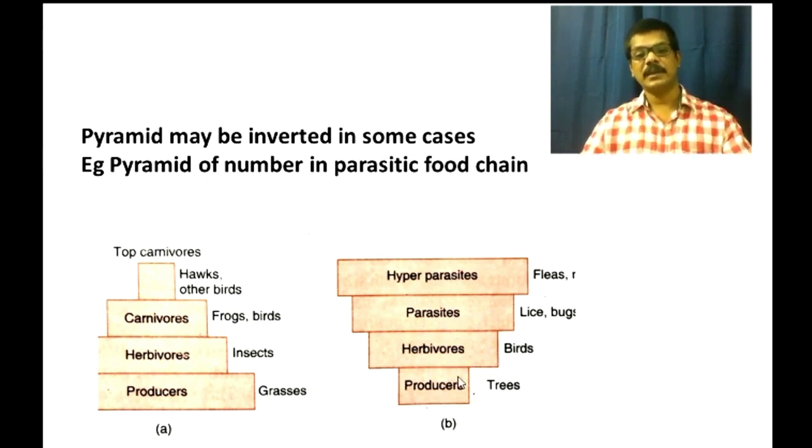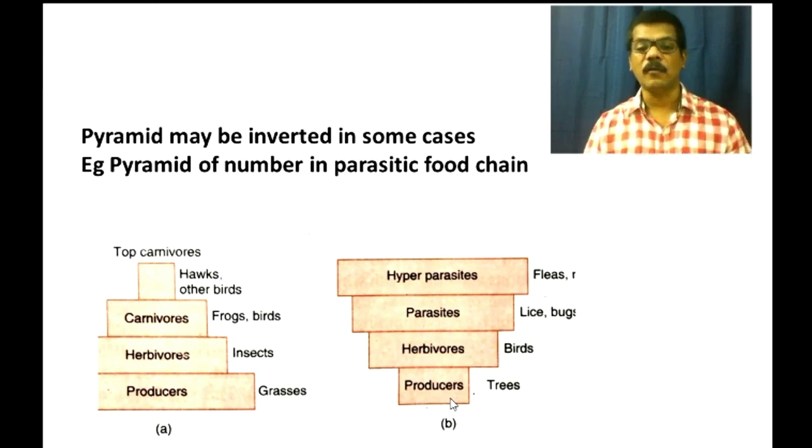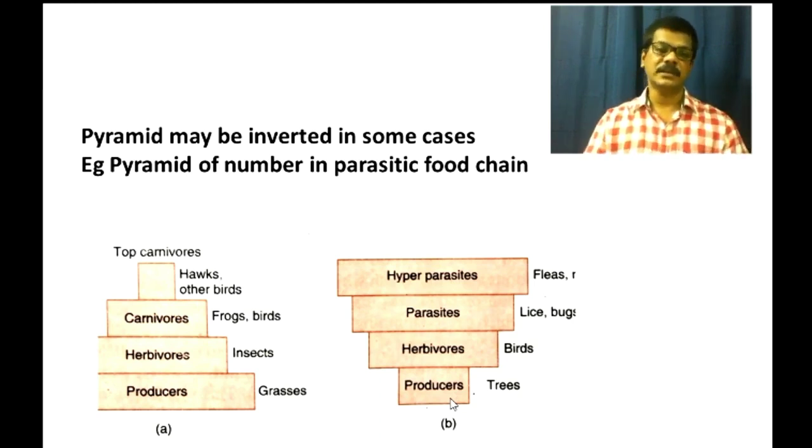When we calculate the number of organisms of these different trophic levels, we find that the number of organisms in the higher trophic level is very high when compared to the lower trophic level. Thereby, the pyramid of number in a parasitic food chain looks inverted.